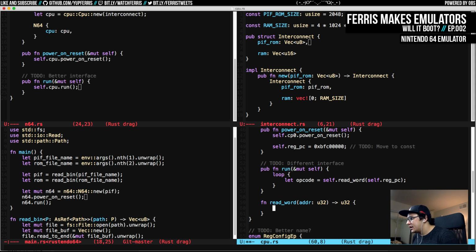Read word. So we're going to read from this address. So now we're going to have to translate that address. So here's what I want to do. I want to say if... let's actually do this too. Function virtual adder to physical adder. Virtual adder U32.